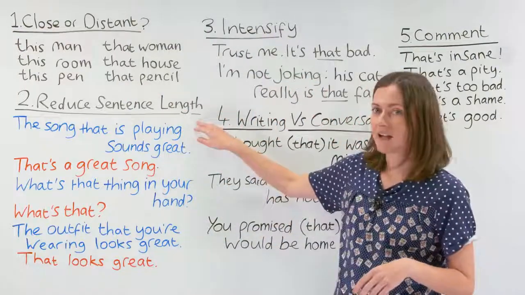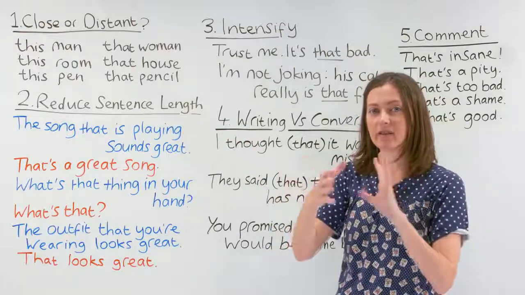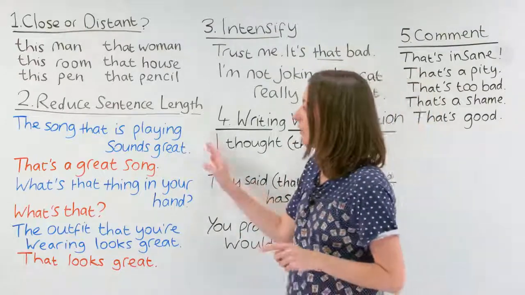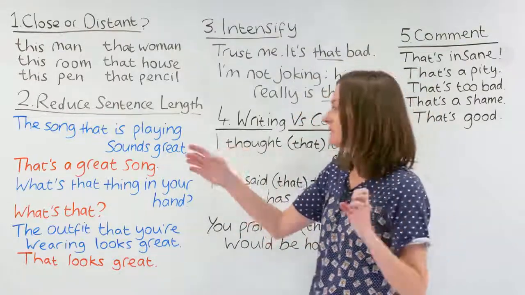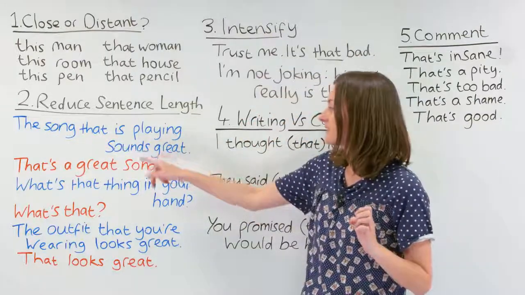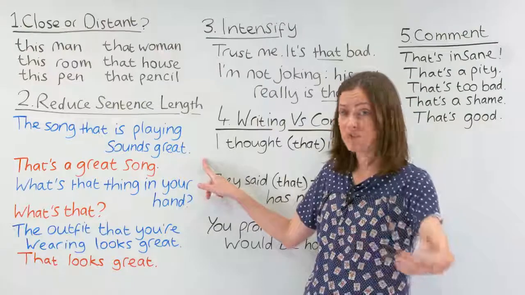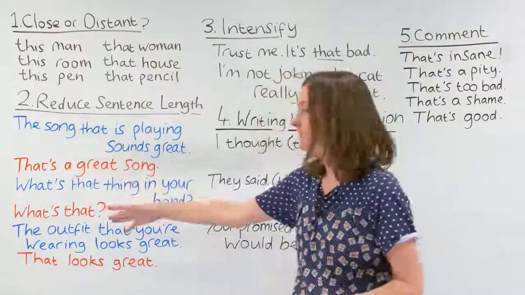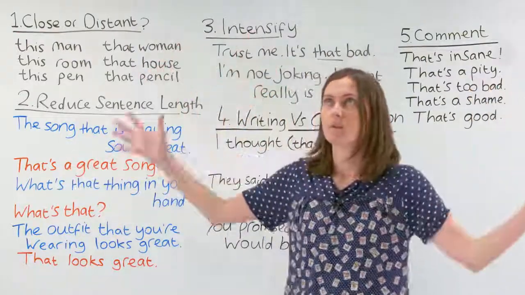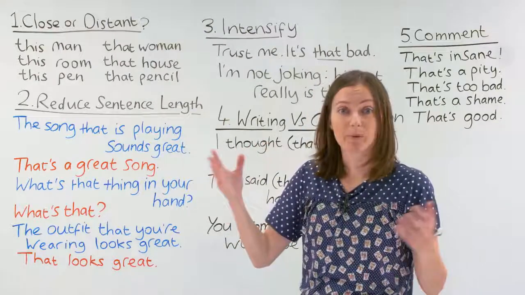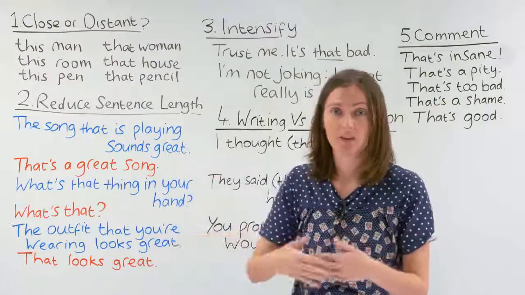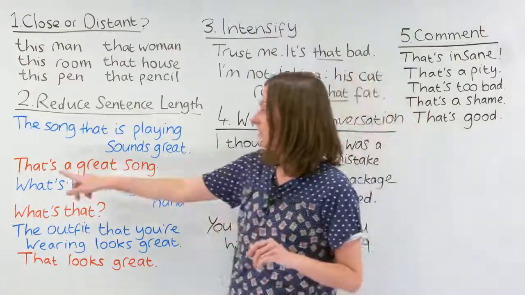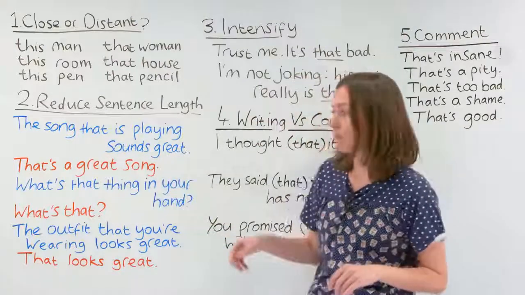We can also use "that" when we want to reduce the length of a sentence. Because "that" is a pointing word, we can take a longer sentence, such as, "The song that is playing sounds great," and instead we can just say, "That's a great song." In a sentence like this, "that" means the song that's playing now. You already know about it, so I don't need to say those extra words. I can make it shorter. That's a great song.